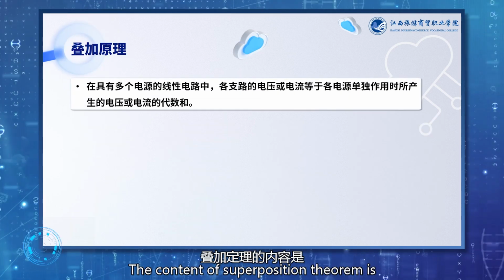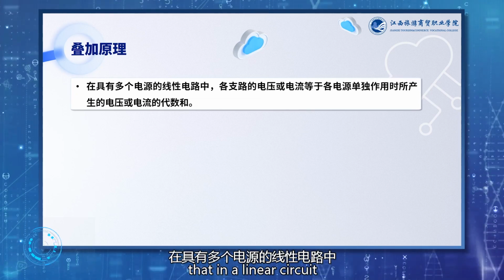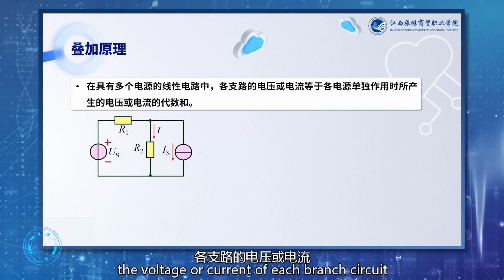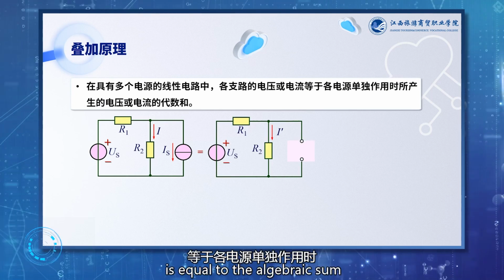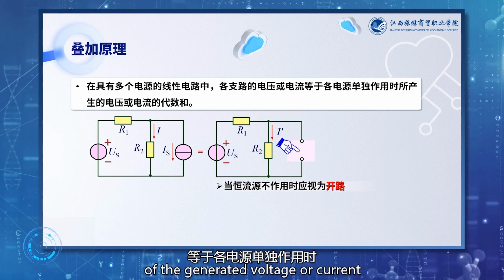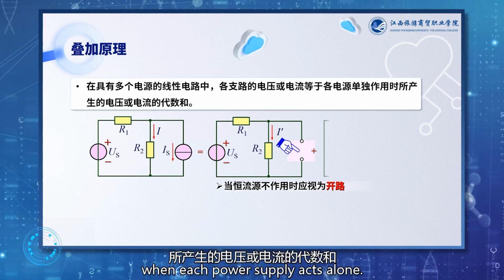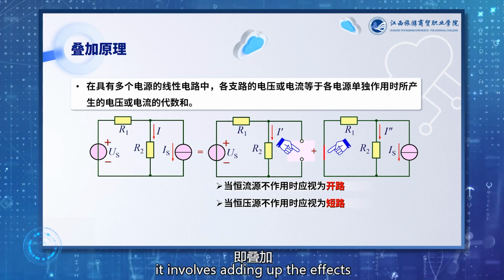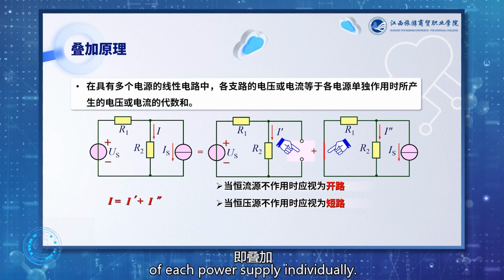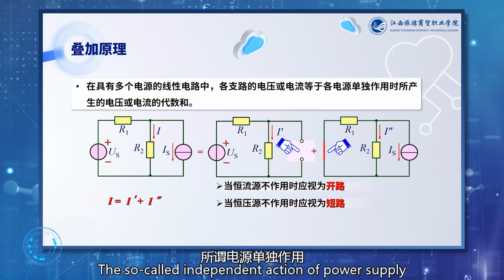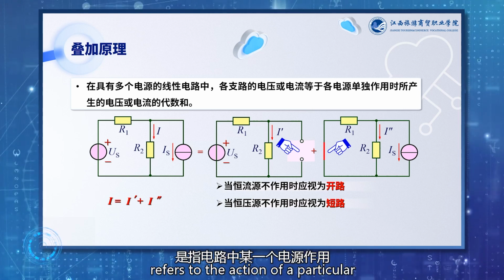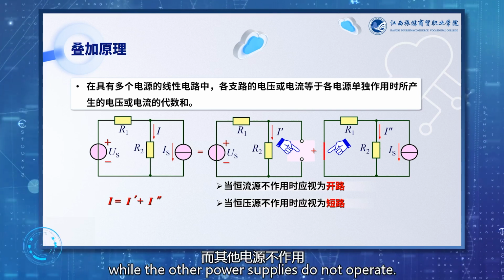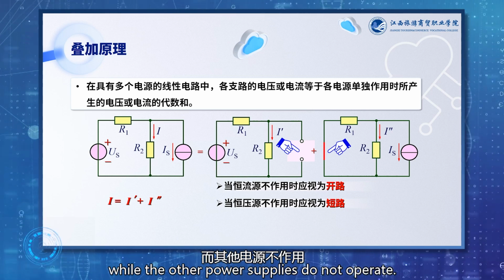The content of the superposition theorem is that in a linear circuit with multiple power supplies, the voltage or current of each branch circuit is equal to the algebraic sum of the voltage or current generated when each power supply acts alone. In other words, it involves adding up the effects of each power supply individually. The so-called independent action of a power supply refers to the action of a particular power supply in the circuit, while the other power supplies do not operate.